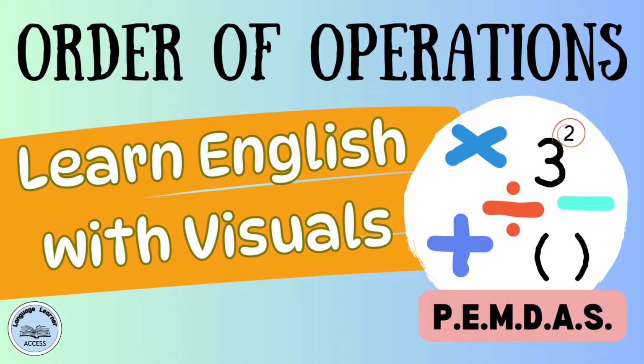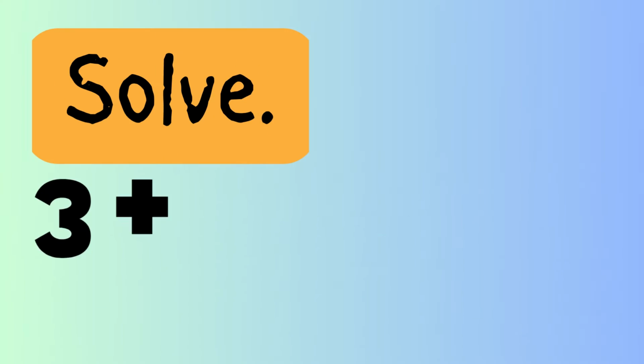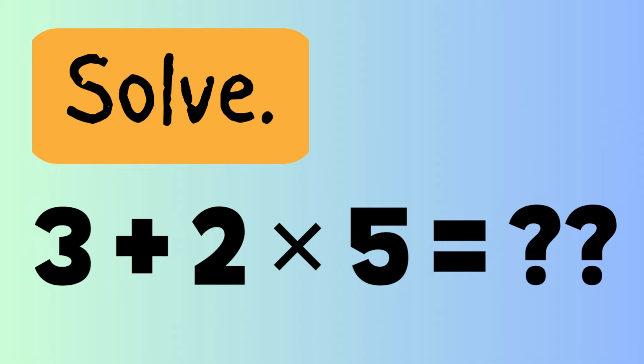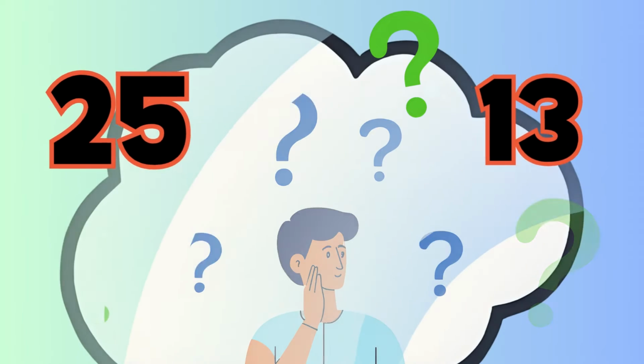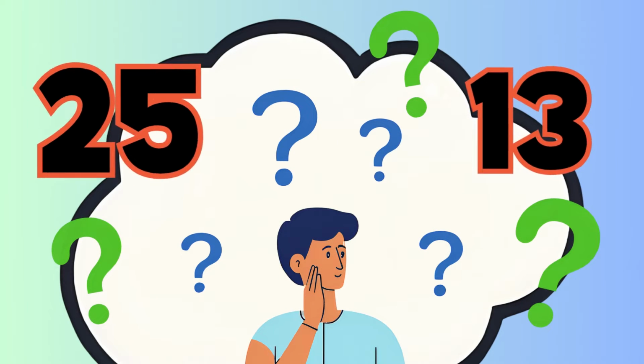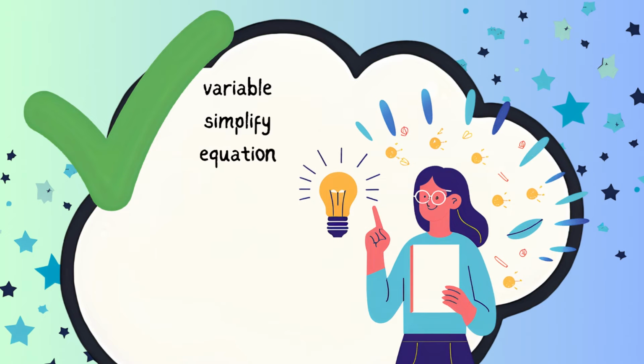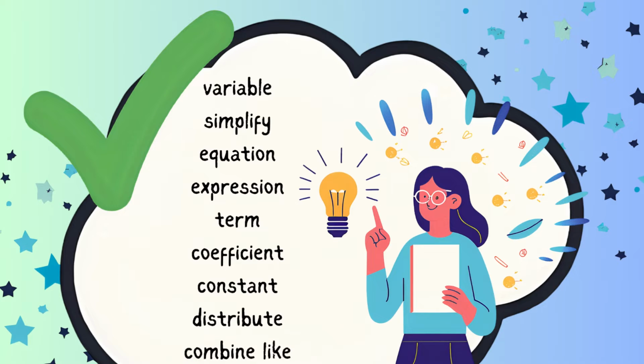Order of operations. If I asked you to solve 3 plus 2 times 5, what would you get? Some people say 25, others say 13, but which one is right? By the end of this video, you'll learn which operation to do first, and you will learn some new math words along the way. Let's break it down.